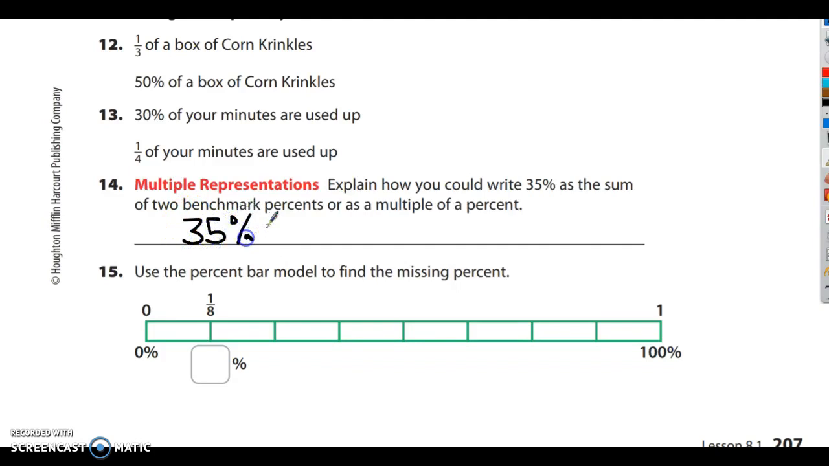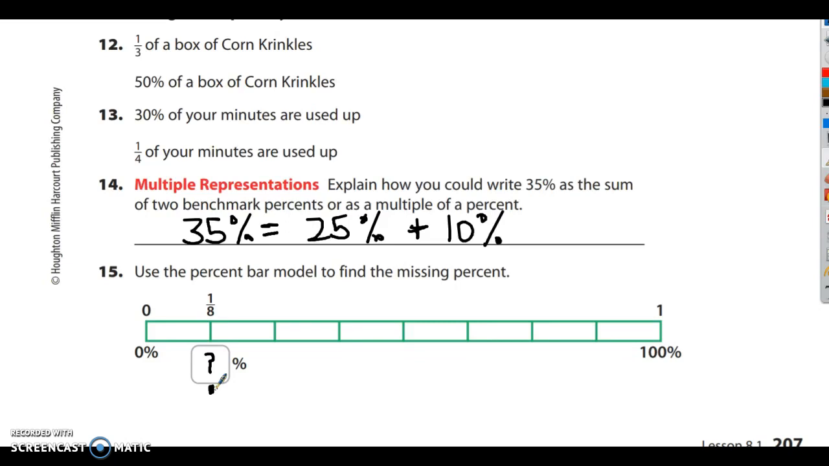35% is equal to 25% plus 10%. That's all we had to do. Much easier than you thought. Number 15 reads, use the percent bar model to find the missing percent. What's missing is what 1/8 is, and this is a tricky one.